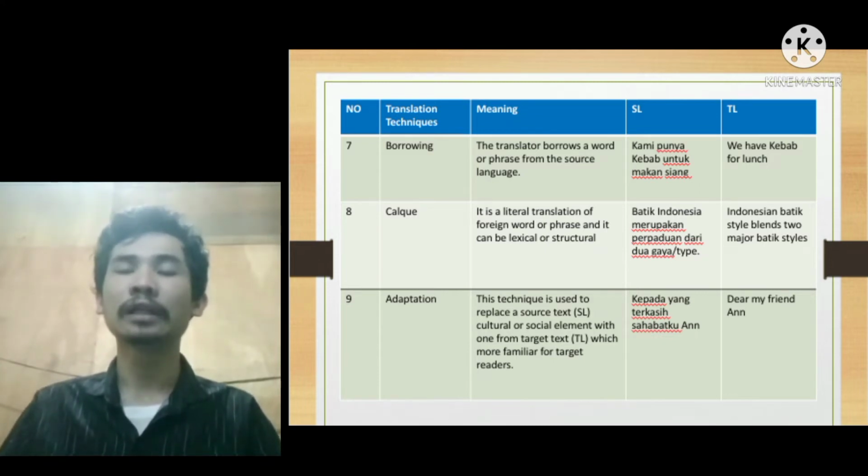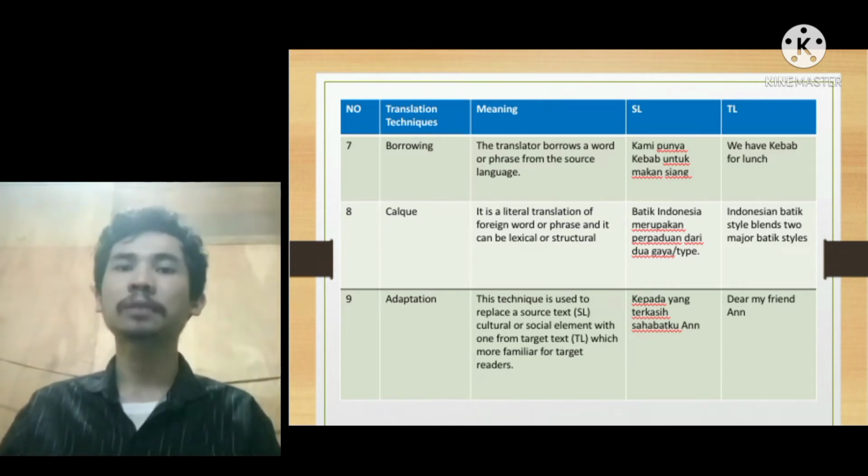Calque. It is a literal translation of a foreign word or phrase, and it can be lexical or structural. An example in source language is "batik Indonesia merupakan perpaduan dari dua gaya atau tipe". The target language is "Indonesian batik style blends two major batik styles".